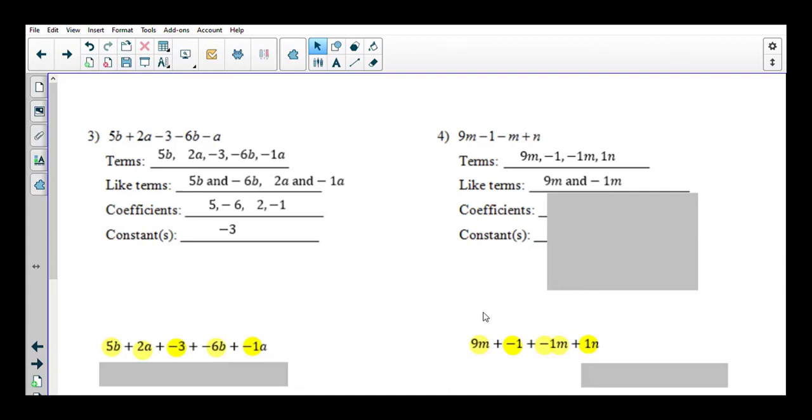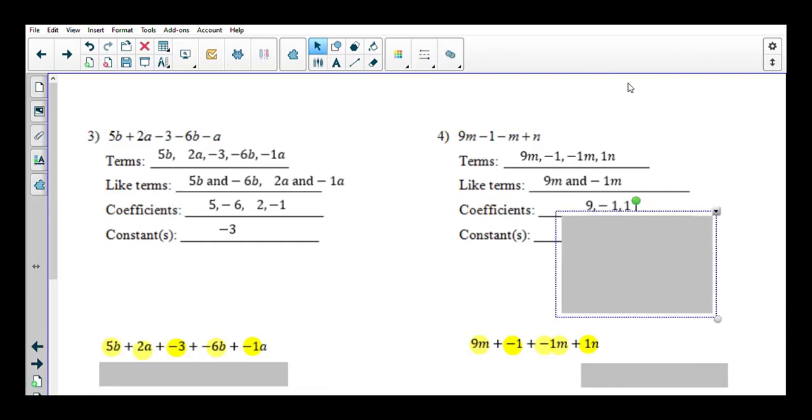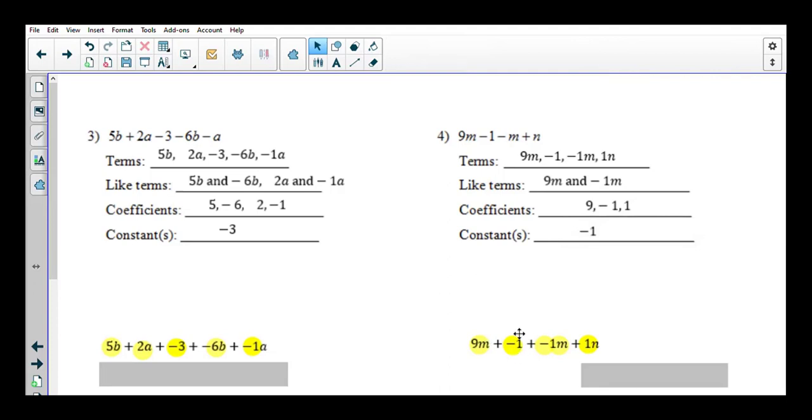Coefficients, we have 1, 2, 3 terms that have a variable attached. So take those numbers, 9, -1, and 1. And finally, we do happen to have a constant in this case. That constant will be -1. That's this guy right here where my mouse is.